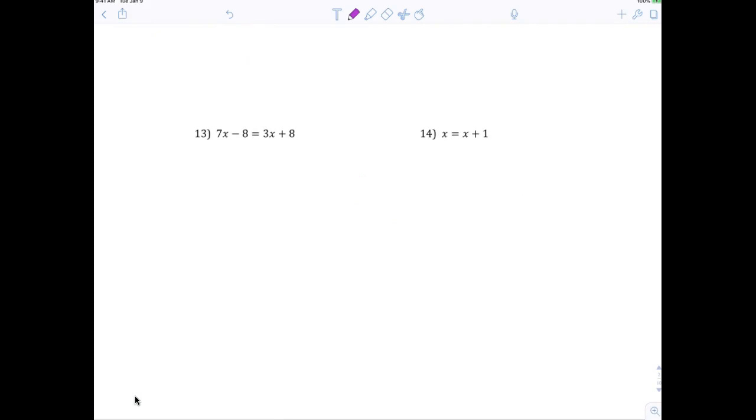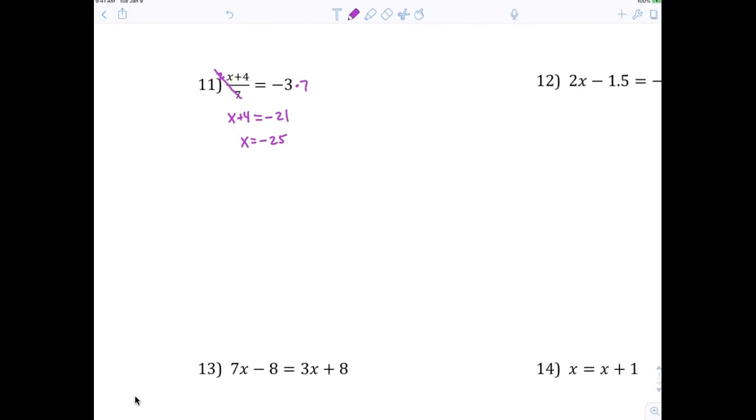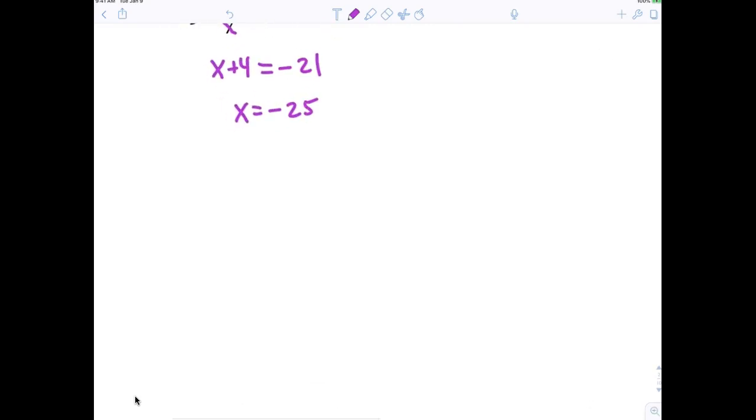All right, we're on 13. That's okay. I really don't want you copying, but I think it's good to check your work. All right, I'm going to walk around the room real quick. I want everybody working on 13. How do I get rid of plus 4? How do I undo plus 4? Exactly. Perfect. Minus 4, minus 4.